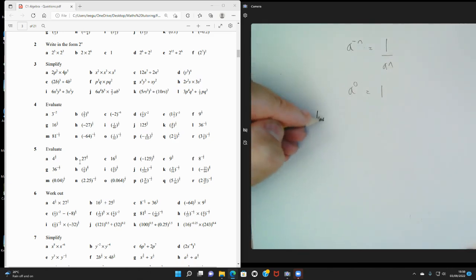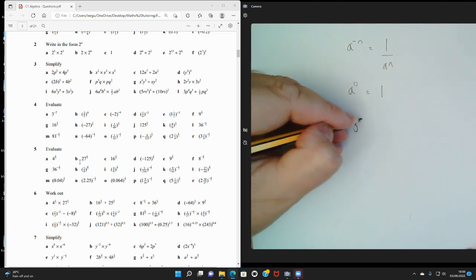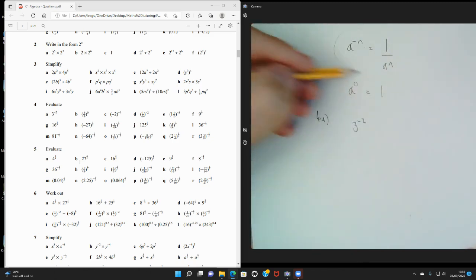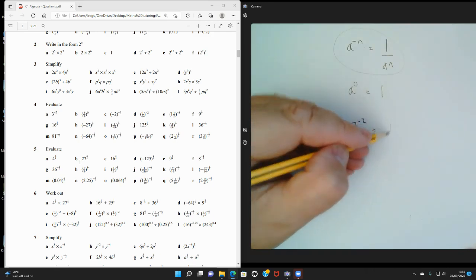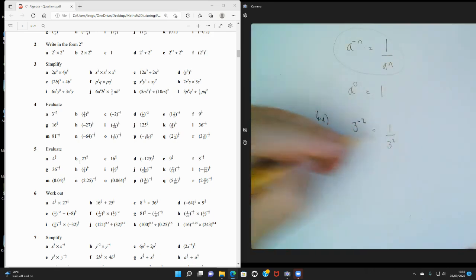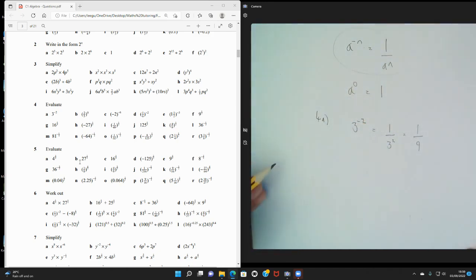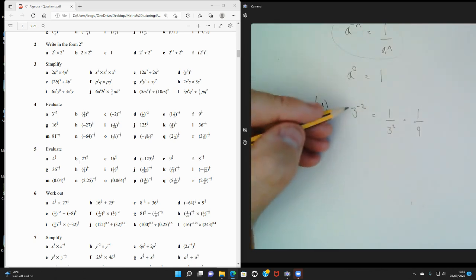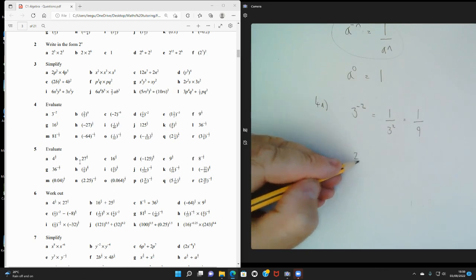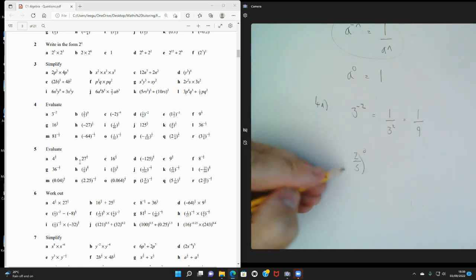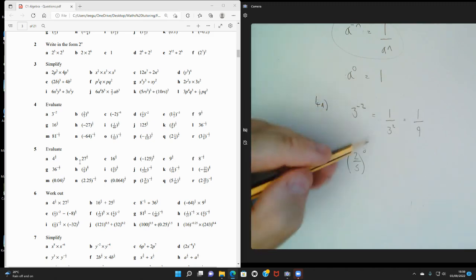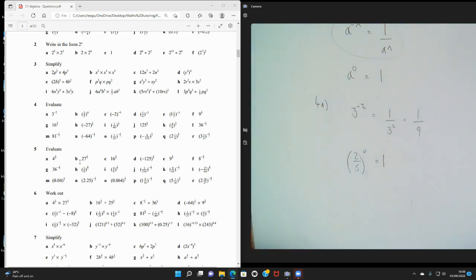So in question 4a, for example, 3 to the power minus 2, using this law, this means that this is 1 over 3 squared, which in turn is 1 over 9. So the answer to 3 to the minus 2 is 1 over 9. If I've got 2/5 in this case to the power 0, well, anything to the power 0 is 1, so that would be 1. Okay, so that's what's going on there with those ones.